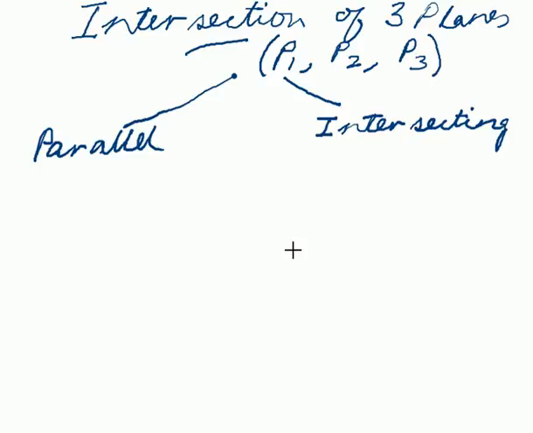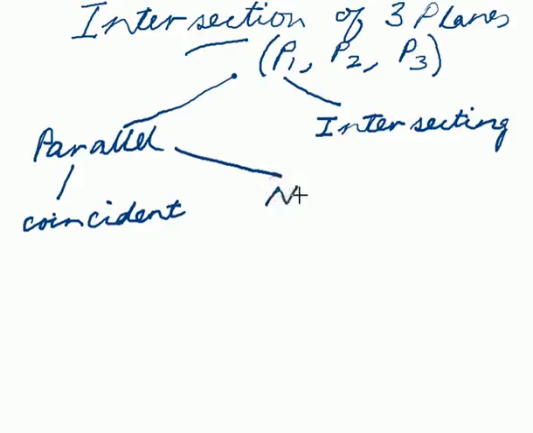Let's say the planes are parallel. Now, what are the possibilities? The possibilities are that the planes may be coincident or not coincident. So the planes could be parallel or intersecting. If parallel, they may be coincident, or they could be parallel but not coincident.